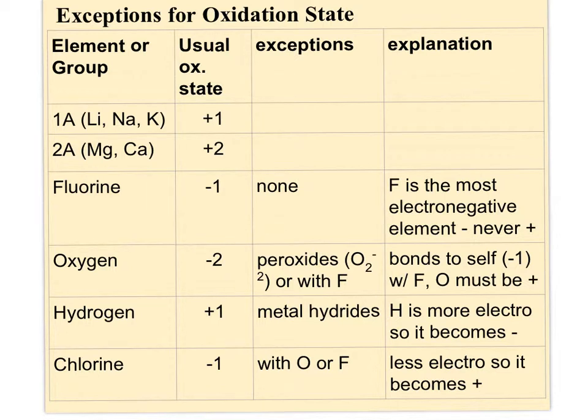it's actually going to lose control as fluorine gains control. Hydrogen, usually a +1, but when it bonds with a metal in a metal hydride, the hydrogen is more electronegative than the metal, so the metal actually picks up a positive oxidation state. Chlorine, -1 is its usual, but if it bonds with oxygen or fluorine, which are stronger and more electronegative than chlorine, then chlorine's going to become positive or have less control.